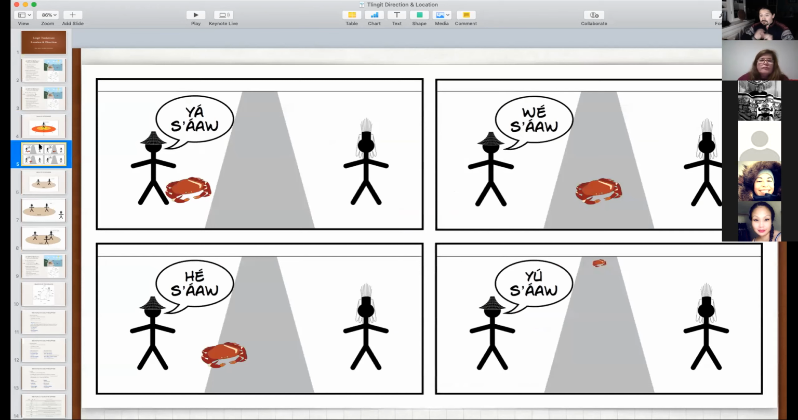So like a visual on how these work. So sometimes you could say, yats'ow, this Dungeness crab. And if it's sitting over there, waits'ow, that Dungeness crab. Maybe it's kind of close to me, but not right next to me. Hets'ow. That would be kind of uncommon though. Ya and we are used way more than he. And then if it's way back there, you could say, yus'ow, that Dungeness crab way over there. Yeah, Chance.